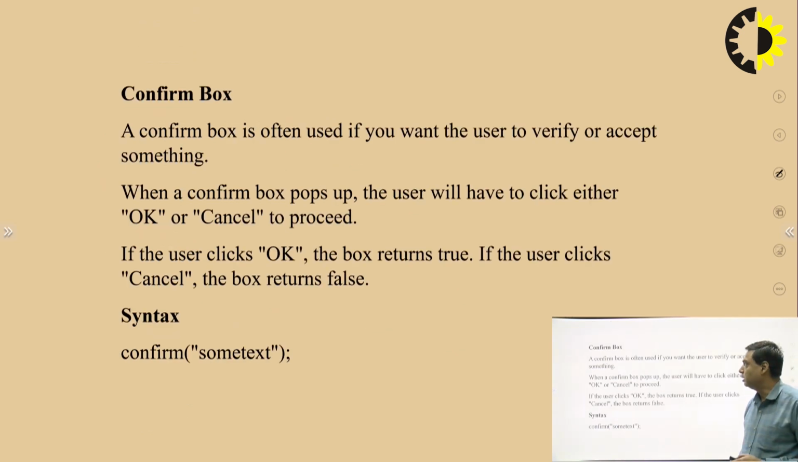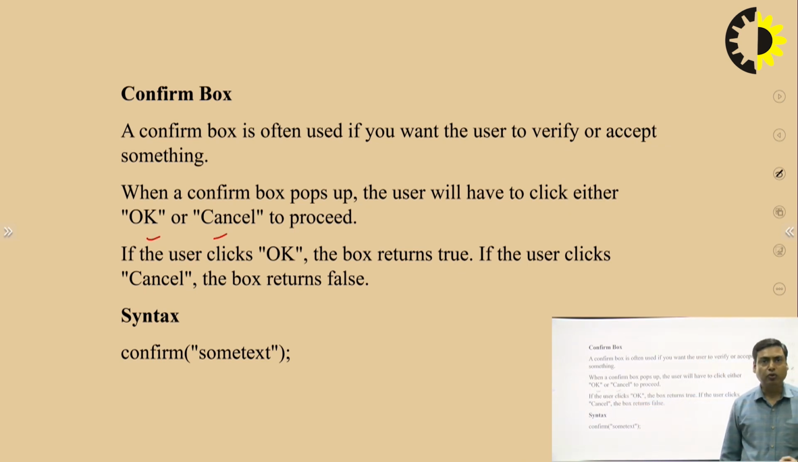Next is the confirm box. Confirm box means I am giving some information to you, and I want input from you also, whether the information is true for you, or you want to cancel the information. So it has two buttons. One is OK, second is Cancel.